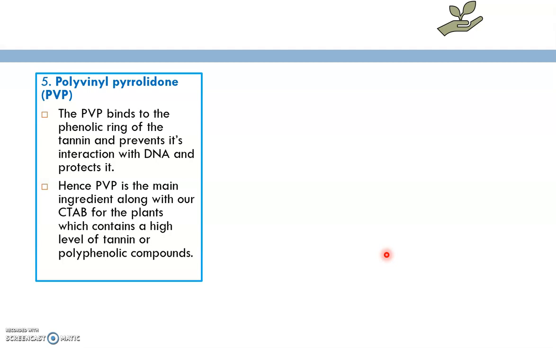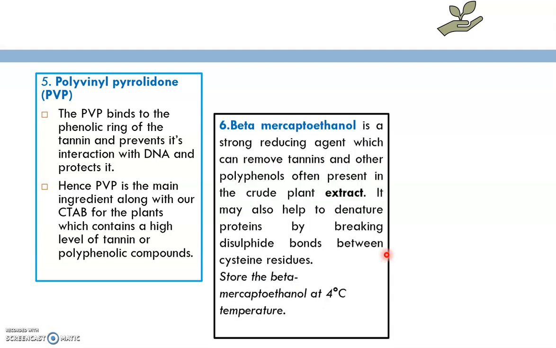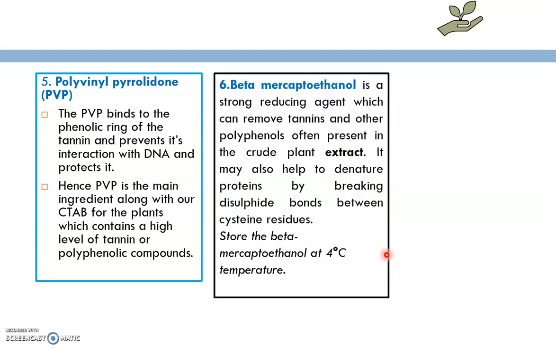Another important compound which is being added in the extraction buffer is polyvinyl pyrrolidone (PVP). It basically binds with the phenolic ring of tannin and prevents their interaction with the DNA and protects it. So it is an optional component. It depends on how much the secondary metabolites are present in our plants. Another important compound is beta mercaptoethanol. Beta mercaptoethanol also helps in the removal of tannins and other polyphenols which are present in the crude extract. It may also help to denature protein by breaking disulfide bonds between cysteine residues. Beta mercaptoethanol is basically stored at 4 degrees centigrade.